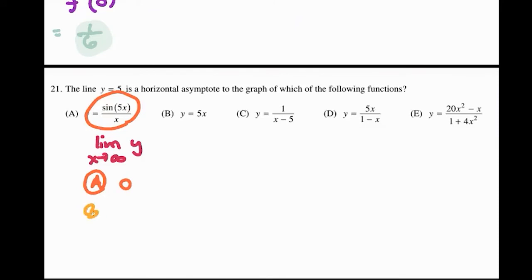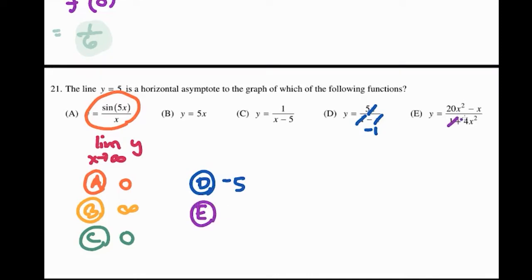For B, if you had x go to infinity for that one, you'd get infinity, so that's not the answer. For C, if you plugged in infinity, 1 over infinity minus 5 is going to be 0. For D, if you plugged in infinity, the x's cancel, so you're left with 5 over negative 1. There's still a negative 1 on the bottom, which is going to be negative 5, which is not what we want. And the last one, for E, these cancel and you end up with 5. So E is the correct answer for this one.